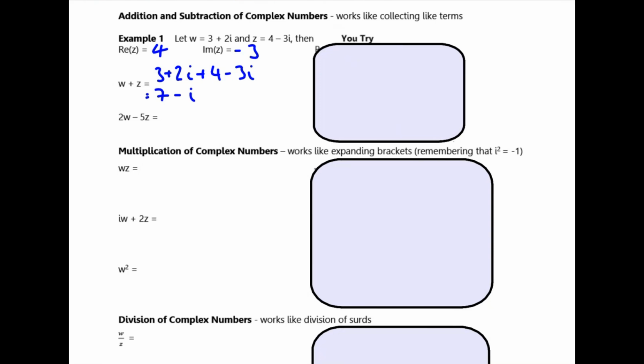If you multiply them by constants, it works exactly as you would expect. So 2 times w, 2 times 3 plus 2i, minus 5 times z, 5 times that. I'm going to expand the brackets out. So 6 plus 4i minus 20 plus 15i. And now collect up the real and imaginary parts. So 6 minus 20 gives me minus 14. And 4 plus 15 gives me 19i. Pause the video, have a go at the U-Tries.